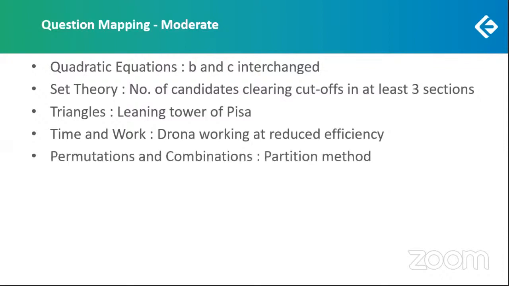A question based on permutation and combination was given, where 50 books were to be distributed among 4 friends, and each of them should get an odd number of books. So when we have an odd number of books, we can straight away assume that it is 2a plus 1, 2b plus 1, 2c plus 1 and 2d plus 1, and we can equate the summation to 50.